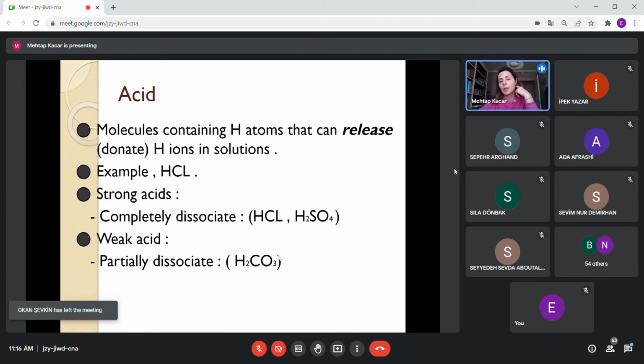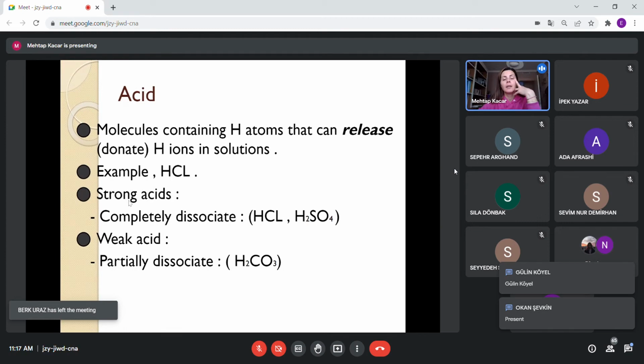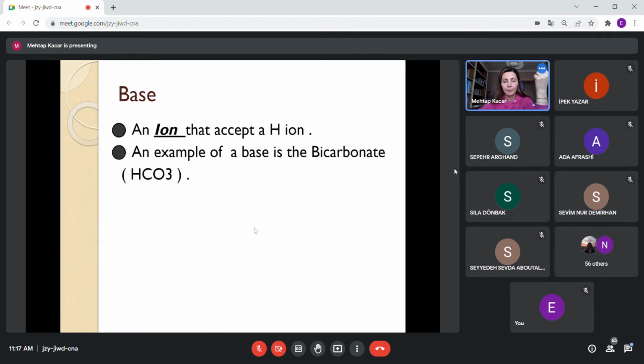Acids are molecules containing hydrogen atoms that can release or donate hydrogen ions in solution. For example, hydrochloric acid is a very strong acid, and we produce hydrochloric acid in our stomach, as you know. Strong acids, such as hydrochloric acid or sulfuric acid, dissociate completely. We also have weak acids. A weak acid releases or dissociates partially, such as carbonic acid.